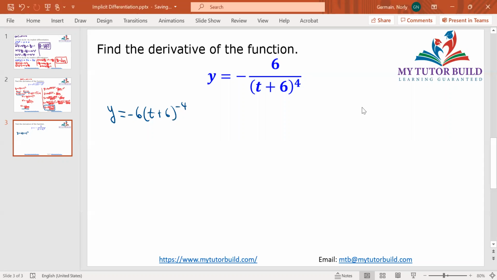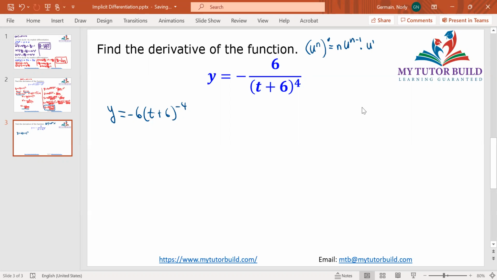Okay, so when we write it like this, we're now going to use the chain rule. So chain rule, remember what the chain rule tells us. If they ask us to find the derivative of u to the power n, you bring the n in the front times u to the n minus 1 times u prime. So that's what we're going to do.